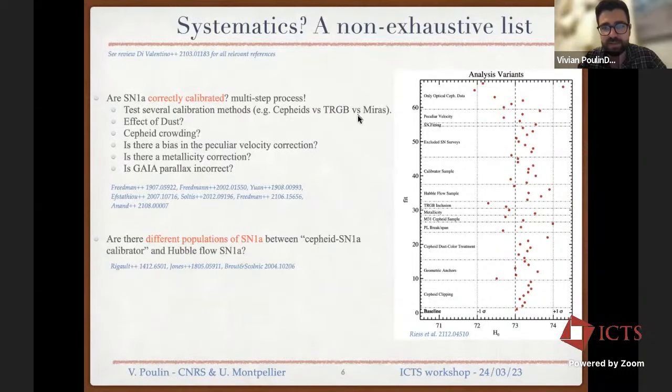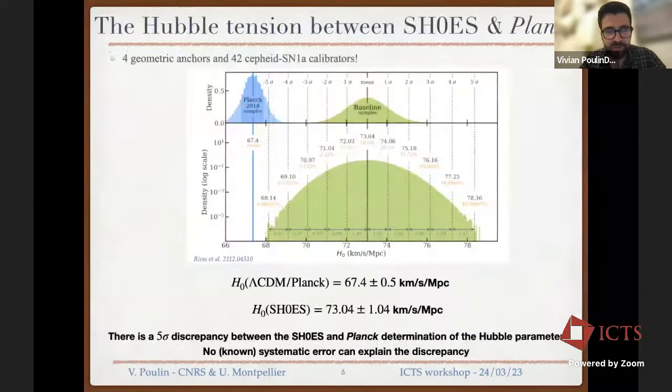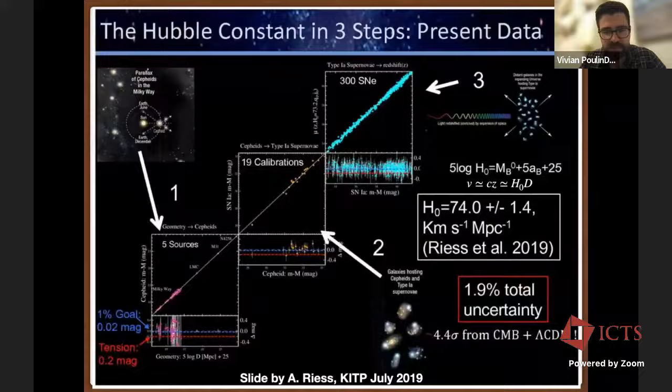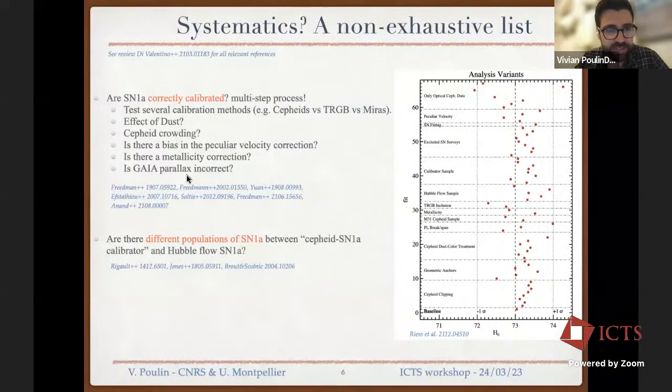So we can try different ways of calibrating the supernovae. There may be dust issues. There may be crowding of Cepheids, so several Cepheids in the same image that bias the results. There may be issues in the peculiar velocity correction applied to the sample. There are metallicity corrections applied to Cepheids. These may be correct or not. And of course, the geometric anchors, the ones that are really the first step of the ladder, may also be incorrect. For instance, it could be that the Gaia parallaxes are incorrect.